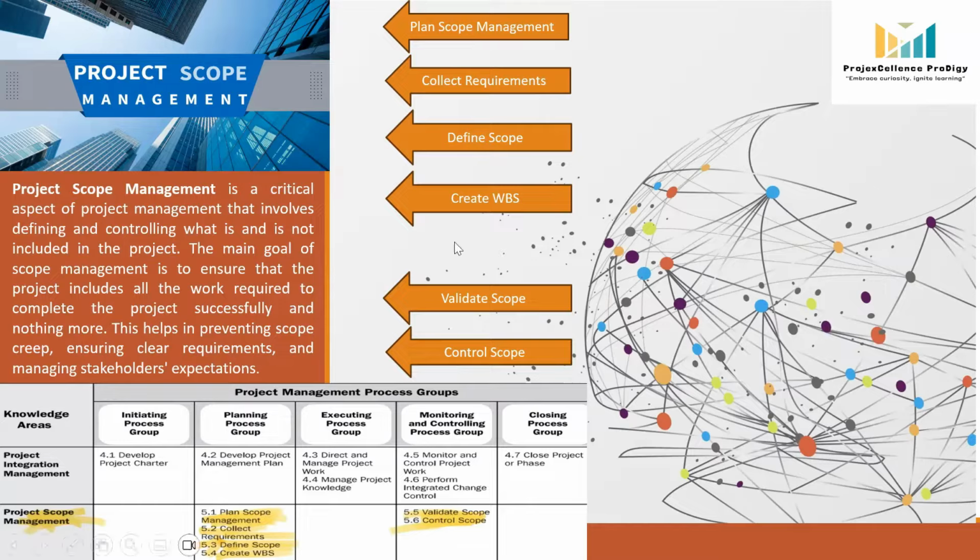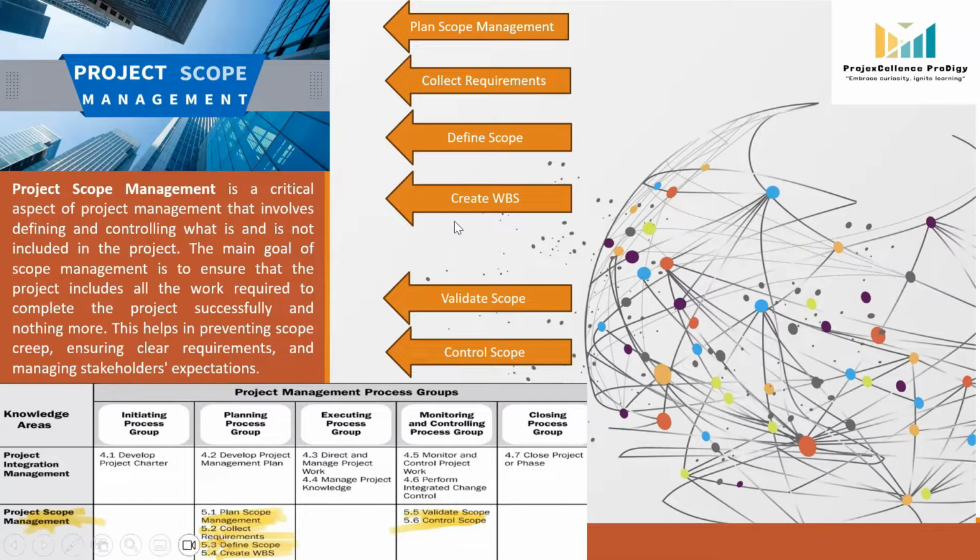So if you recall this chart from our previous episode, we discussed it in detail. This is the project management process group. Here we can see under project scope management knowledge area, there are total 6 processes. 4 processes fall under planning process group and remaining 2 processes fall under monitoring and controlling process group.